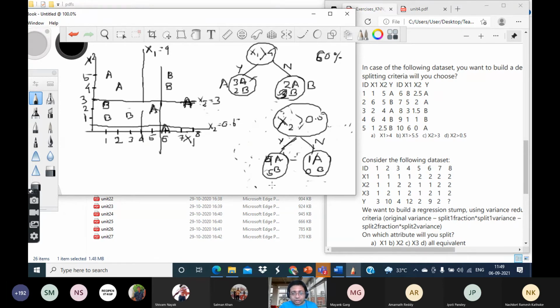In this case, the modal label is b. In this case, the modal label is a. So what's the accuracy I get? 60%. Just like the first one, where I got 60% accuracy, in the last one also I am getting 60% accuracy. So can I say that both of these are equivalent and I can choose either of them, or do I have a preference? I will have a preference between these.